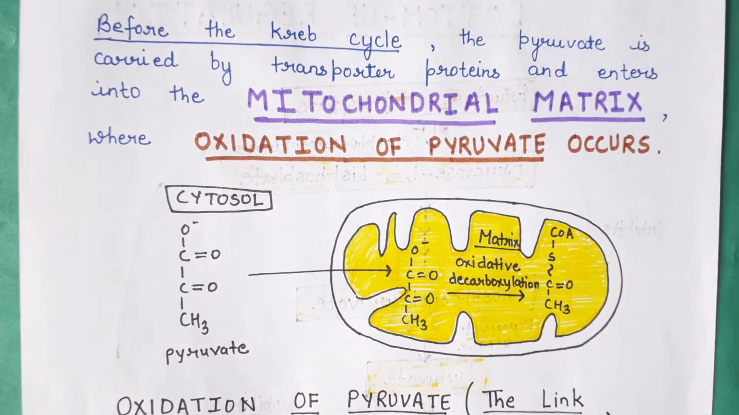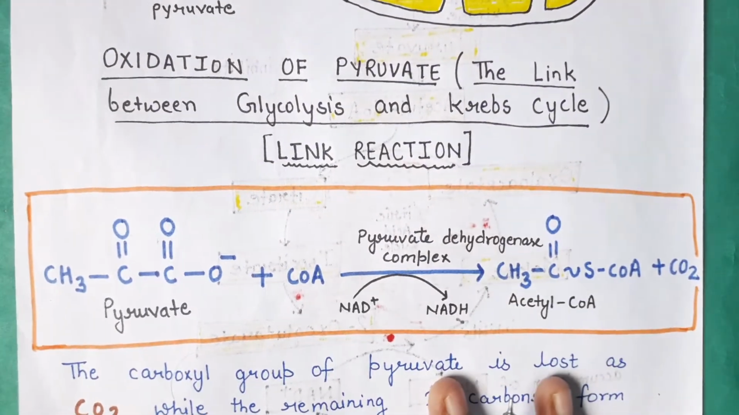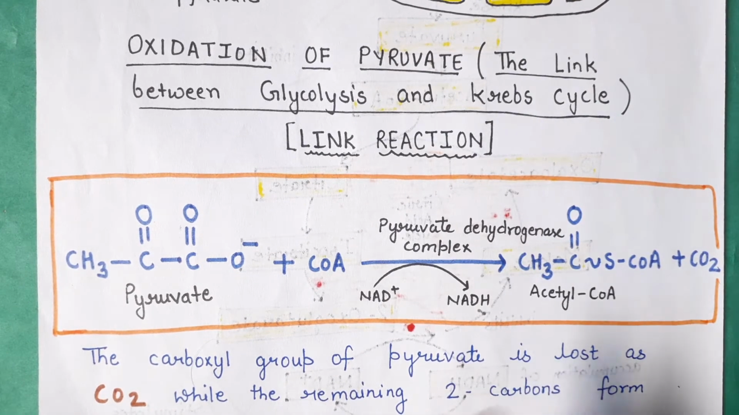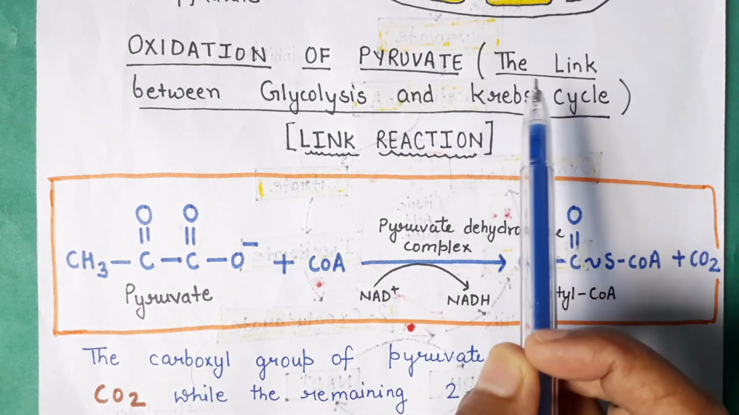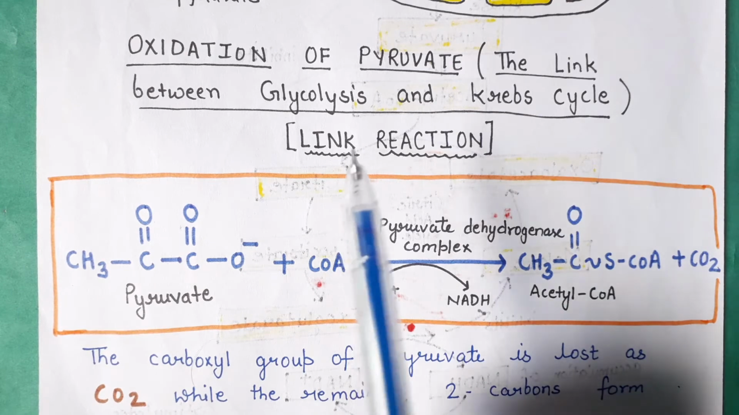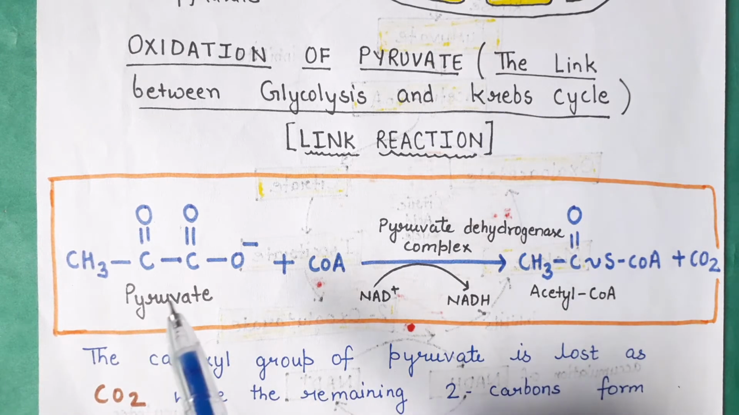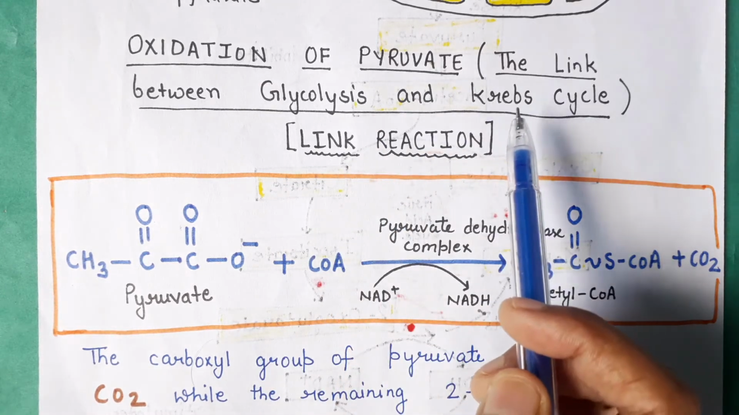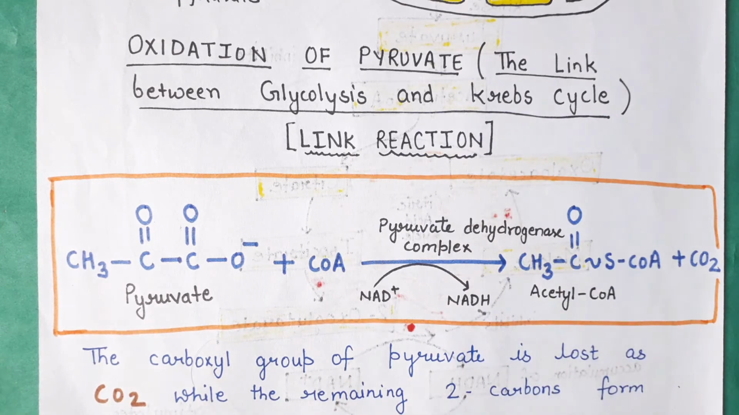Okay. So we are going to discuss in detail that reaction which takes place in the mitochondrial matrix before the Krebs cycle. The oxidation of pyruvate is the link between glycolysis and the Krebs cycle. It is a single step which involves the oxidation of pyruvate, and it is a link between glycolysis and the Krebs cycle. That's why it is sometimes called the link reaction.